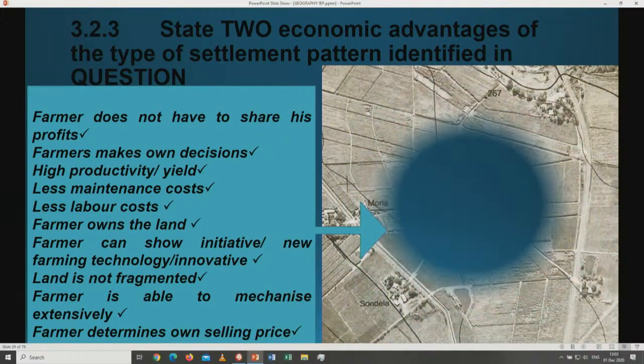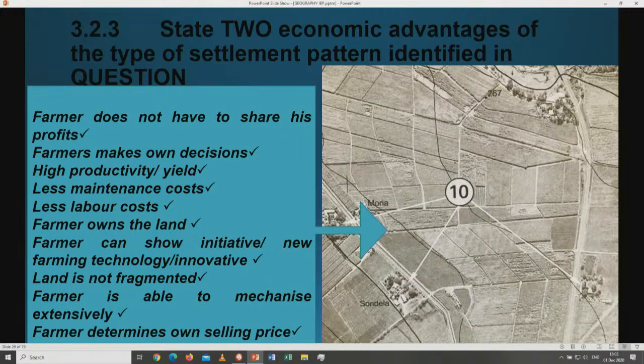All right. It says here, state 2 economic advantages of the type of settlement pattern identified. What are the economic advantages? Now, you remember when we were in our settlement geography, there are always going to be those 2 settlement patterns, the nucleated settlement pattern and the dispersed settlement pattern. There are advantages and disadvantages of those settlement patterns. And now they're asking you economic advantages. Look at our map clip.